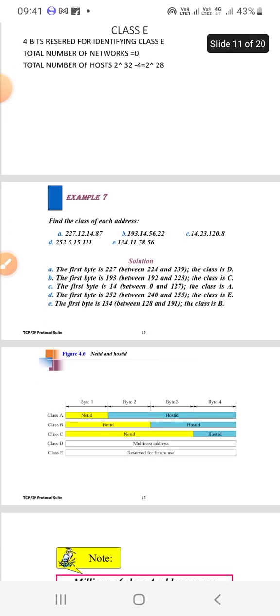Find the class of each address. Here some IP addresses are given; find the class of each address. How to identify the class? Class A is 0 to 127. Class B is 128 to 191. Class C is 192 to 223. Class D is 224 to 239. Class E is 240 to 255.